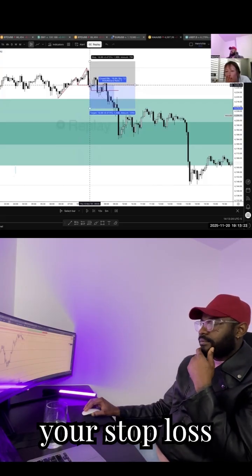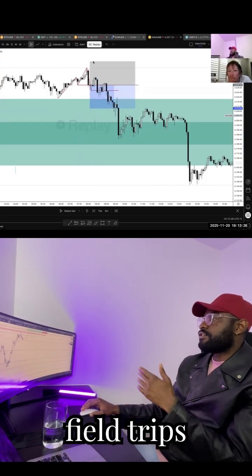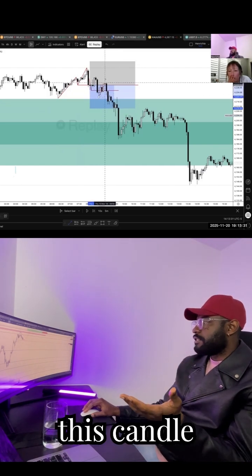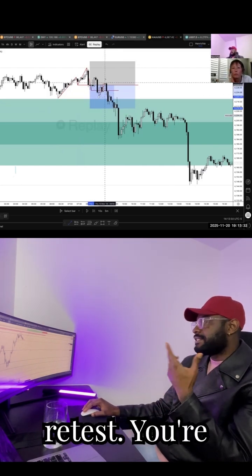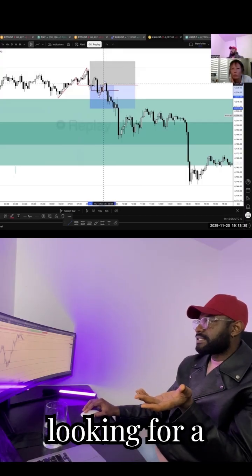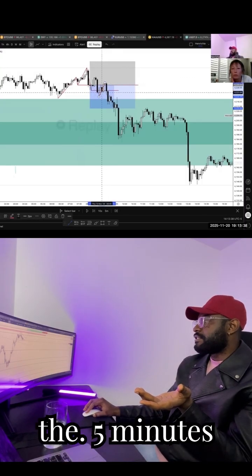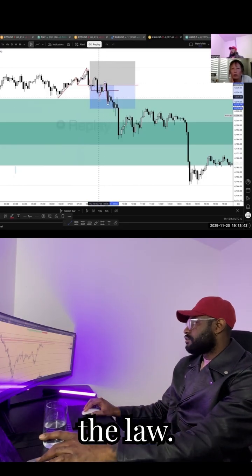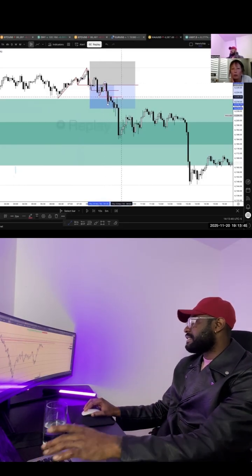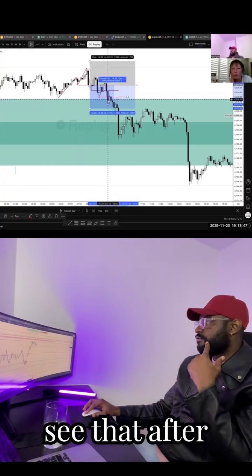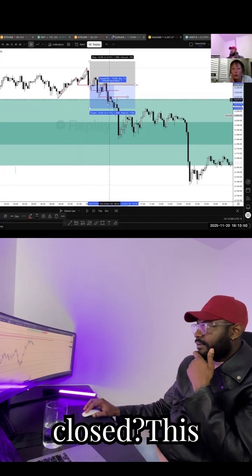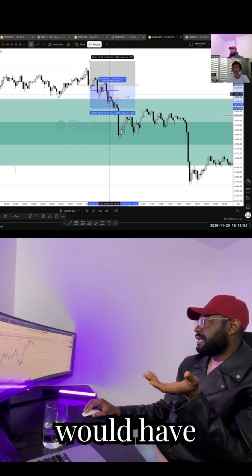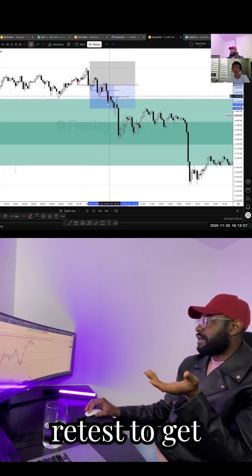So this is your first entry, your stop loss here, add a few extra pips above. Now what you're looking at is this candle coming back for that retest. You're looking for a break of structure on the 5 minutes here. And this was the break, the low. And can you see that after it broke and closed, this gray candle came back and gave you a retest? Yeah, and that would have been a perfect retest to get in.